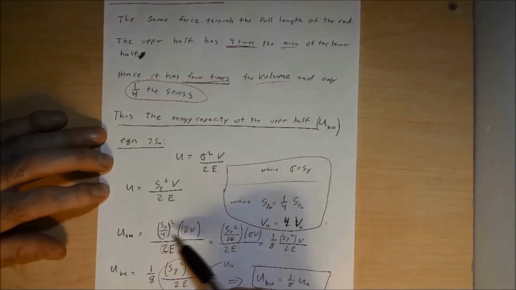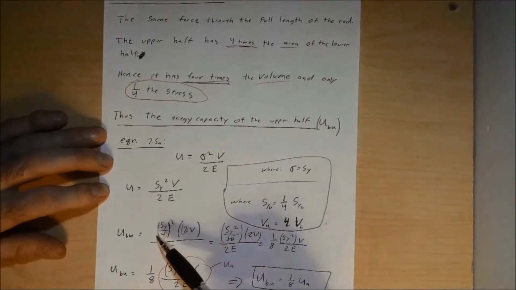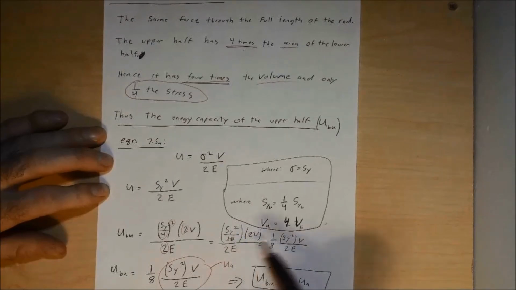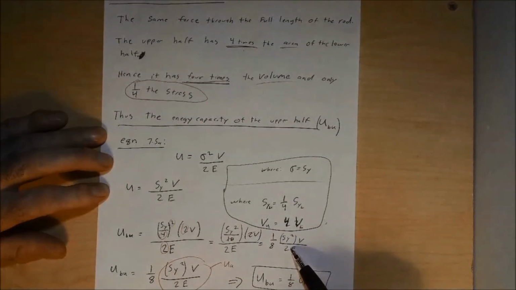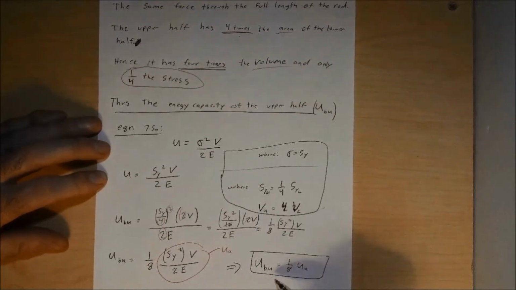I can take a look at all of these numbers here, pull them out, reduce and simplify. So I can say, okay, S sub Y over 4 squared is the same as S sub Y squared over 16. I have a 2 and a 16 here, which comes down to a 1/8. So we now have 1/8 S sub Y squared V over 2E over here, which, if we recall, is our U sub A. So this would be U sub BU, which is the capacity for part B upper, is equal to 1/8 of U sub A. And that's what it asked us to do, was compare those together. So U sub BU is equal to 1/8 that of U sub A.